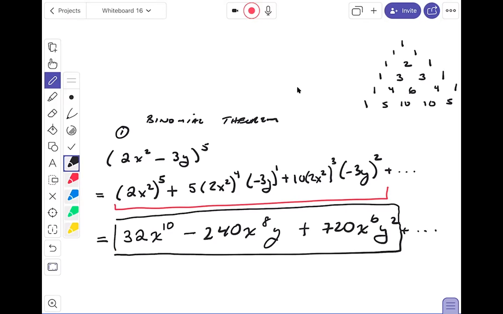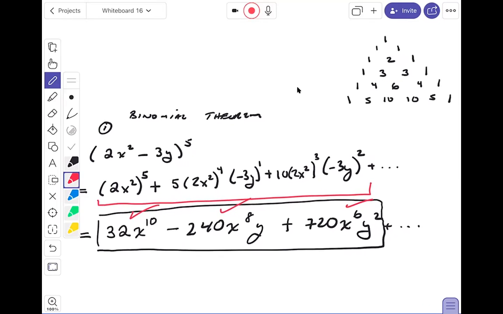Again, you want to go back and look at your key to make sure that it says 32x to the 10th minus 240x to the 8th y. Looks pretty good. Plus 720x to the 6th y squared. Mistakes happen, by the way. All right, so that's number 1 done. I'm not going to keep writing down Pascal's triangle for you, but you could if you wanted to. I think I have those numbers down. If I go beyond those numbers, though, I really can't use that triangle. When numbers get really large, it gets really hard to generate. We have better ways of doing it, by the way.